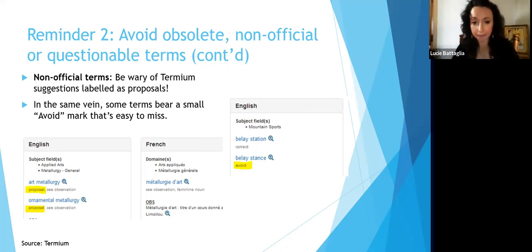I added an example. I don't know if you can see it well on the right. The record is for relais in French for climbing equipment. You have belay stance, which looks perfectly fine, but it's actually marked to avoid because it's not very specific for that thing you're describing.